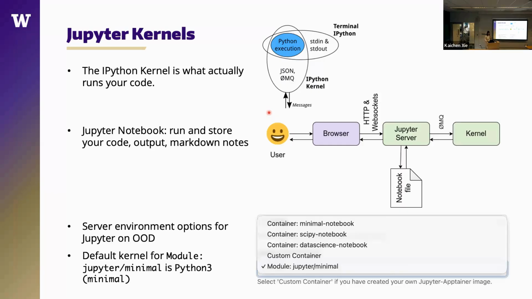And you can choose from server environments for Jupyter on Open OnDemand. Just as we mentioned, here are the server environment options we provide. The system default one is the modular Jupyter minimum. And there are also a few server environments launched from the container with more packages installed, and also an option for the custom container you prepare by yourself.